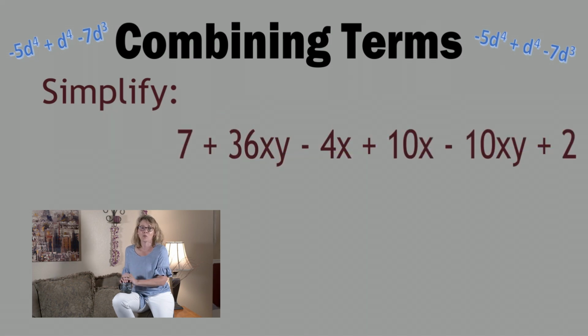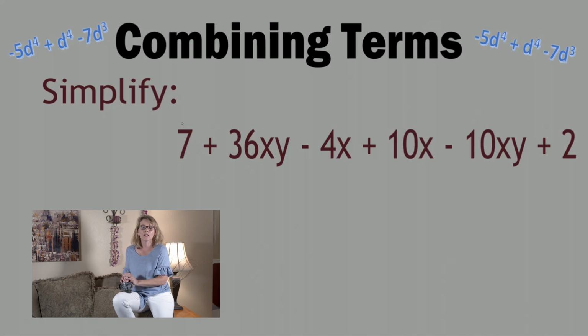Check out this next one. As I'm reading it, you can see if you can get started grouping. We have 7 plus 36xy minus 4x plus 10x minus 10xy plus 2. I hope that you can see that all these have like terms buddies. Even this 7 has the 2.